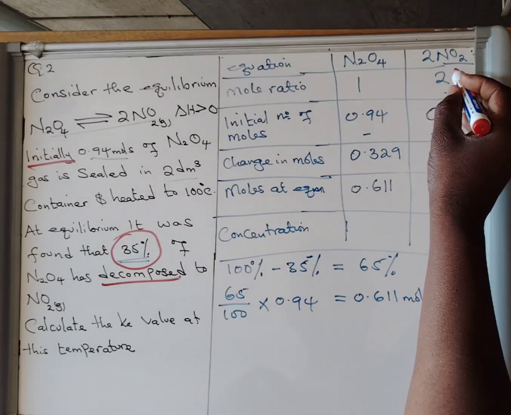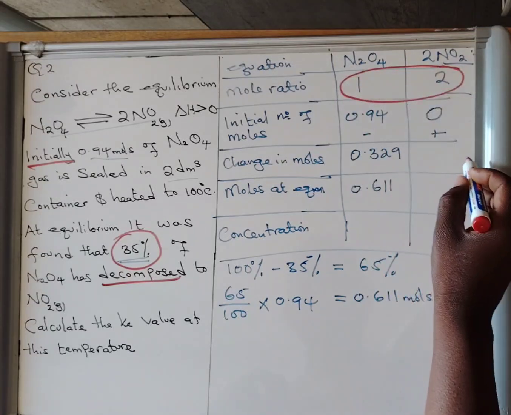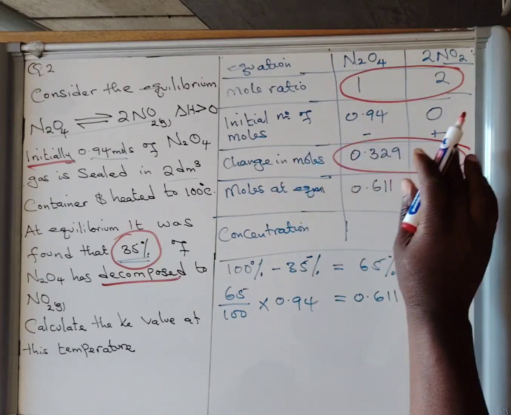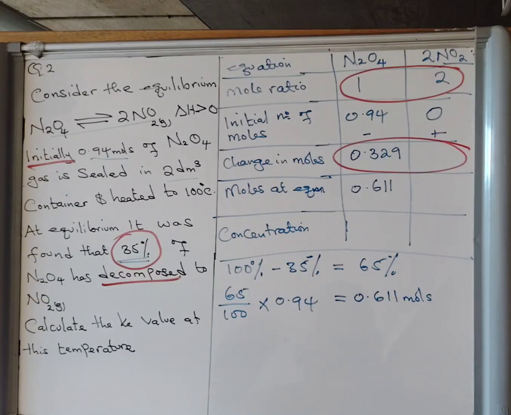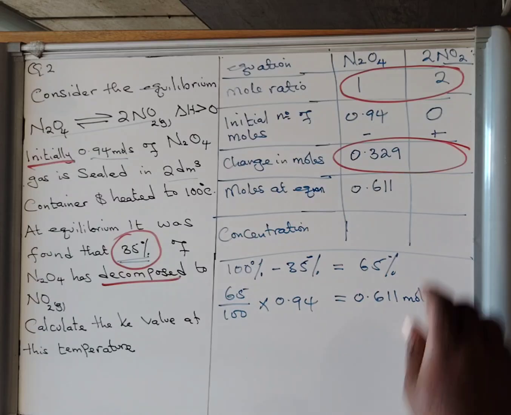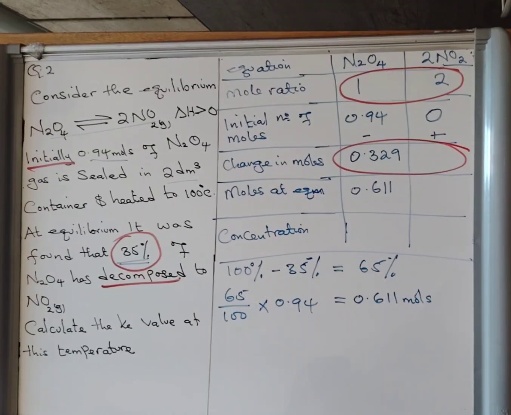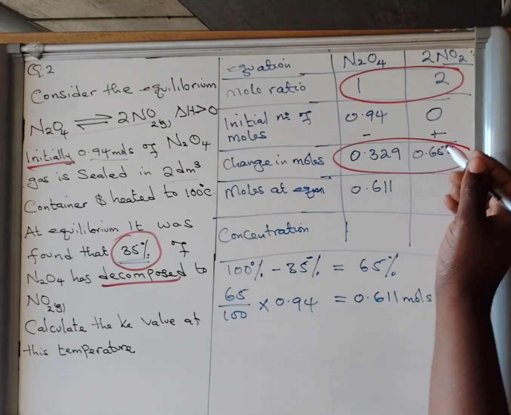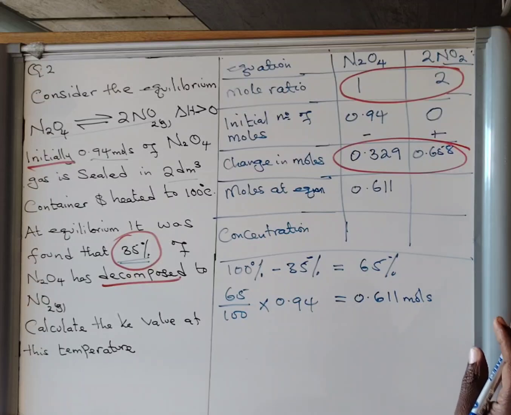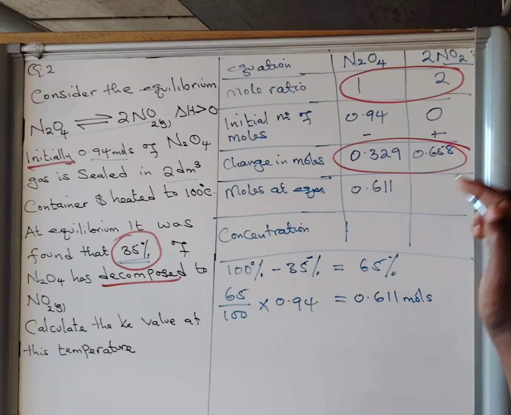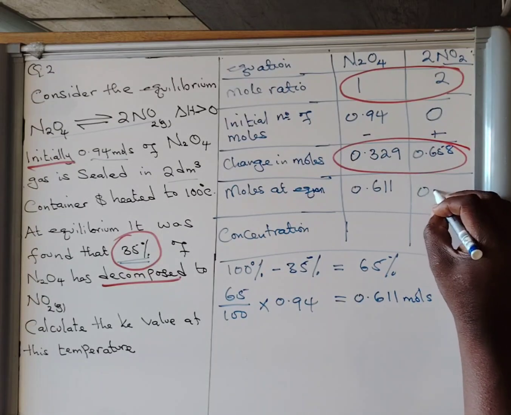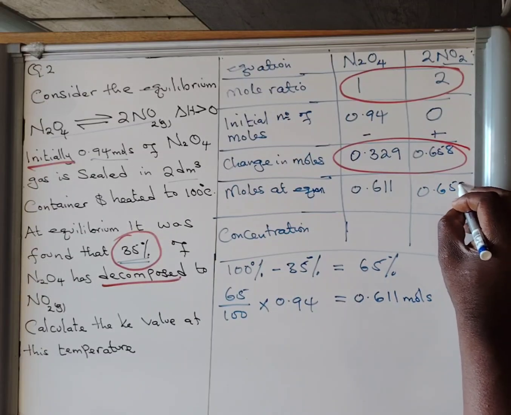Now you have to remember that these number of moles are controlled by the ratios. So what do we get here? Okay, yeah, the ratios are 2, so we're going to multiply this one by 2 to get the answer there. So that's what you get after multiplying by 2, 0.658. Okay, and remember these ones are increasing, so it's going to be 0 plus this. What do you get? 0.658.